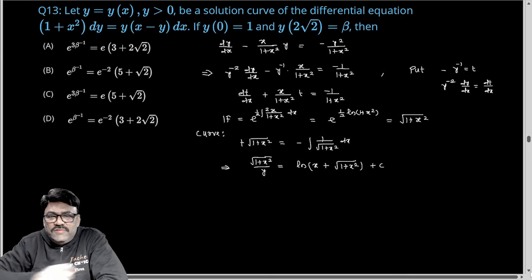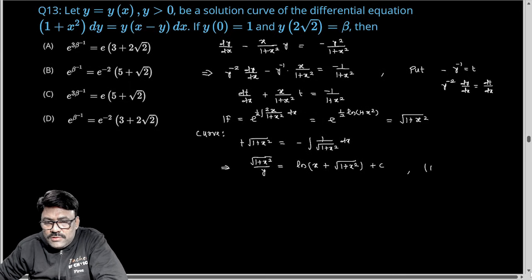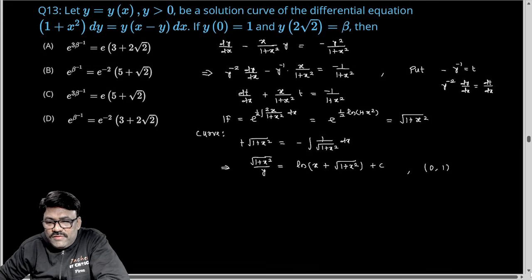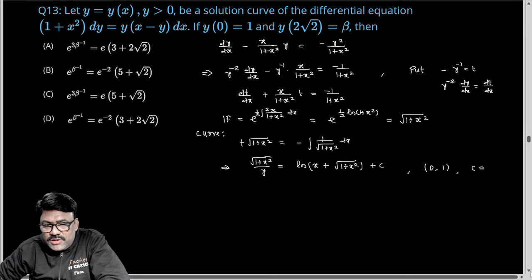Now they have given y(0) is 1, which means (0, 1) satisfies it. Put x equal to 0, y equal to 1. When I put x equal to 0, y equal to 1, the left hand side is 1. And this log becomes 0, log 1. So c will be 1.